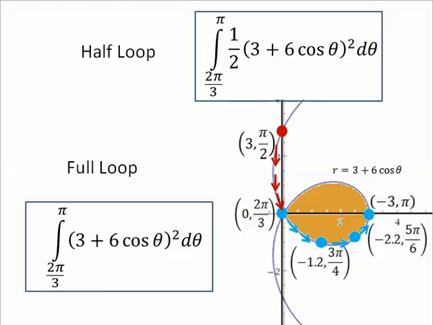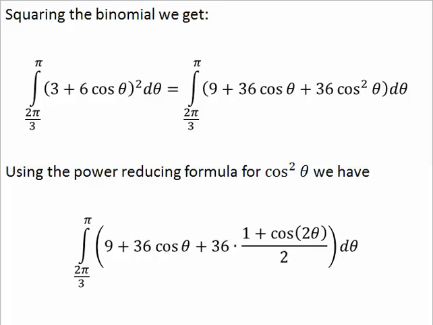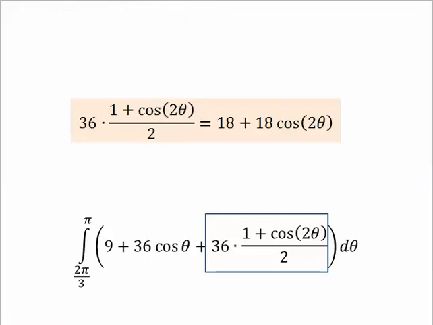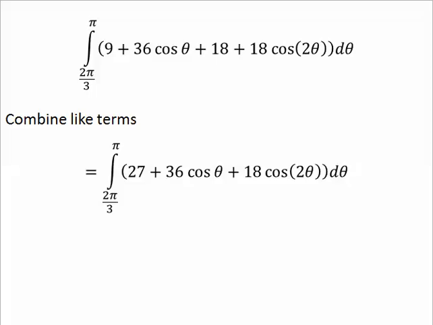So I'm now going to find the area of the full loop, finding this integral. Squaring the binomial I get this. And then, using the power reducing formula for cosine squared theta, I get even closer to finding my definite integral. Next, I'm going to simplify. 36 divided by 2 is 18. Distributing that 18 to 1 and also to cosine 2 theta, I get 18 plus 18 cosine 2 theta. And so I have this definite integral, and I'm ready to combine like terms. 9 plus 18 equals 27.